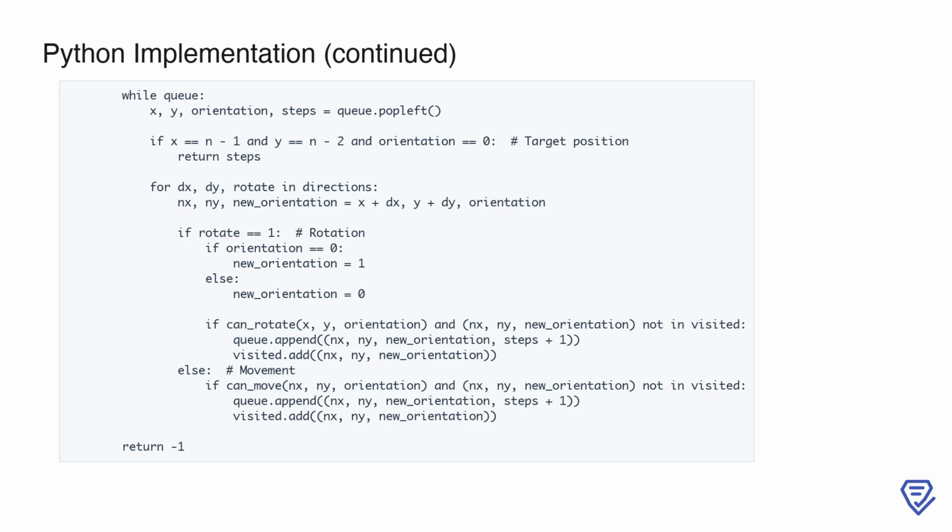For each possible direction defined earlier, we calculate the new position and orientation of the snake. If the action involves a rotation, we determine the new orientation based on the current one. We then verify if the rotation is valid using the can_rotate function and ensure the new state hasn't been visited before. If valid, we add the new state to the queue and mark it as visited. For movements, we use the can_move function to check validity and similarly update the queue and visited set. This breadth-first search approach ensures we explore all possible states systematically, prioritizing those with fewer steps. If the queue is exhausted without reaching the target, we return -1, indicating the target is unreachable.